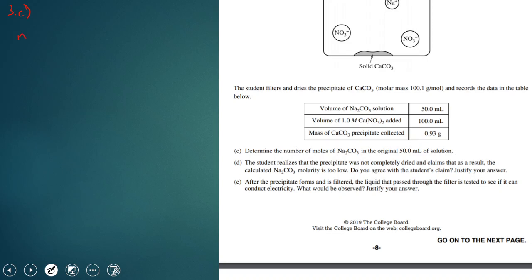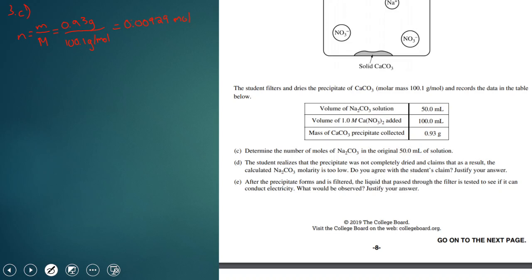So I immediately use my formula, n is equal to m over M. And I get 0.93 grams divided by 101 grams per mole, and I get 0.93 over 100.1, 0.00929 moles. Makes sense considering how you're basically dividing by 100, so you just shift the decimal 2 over.